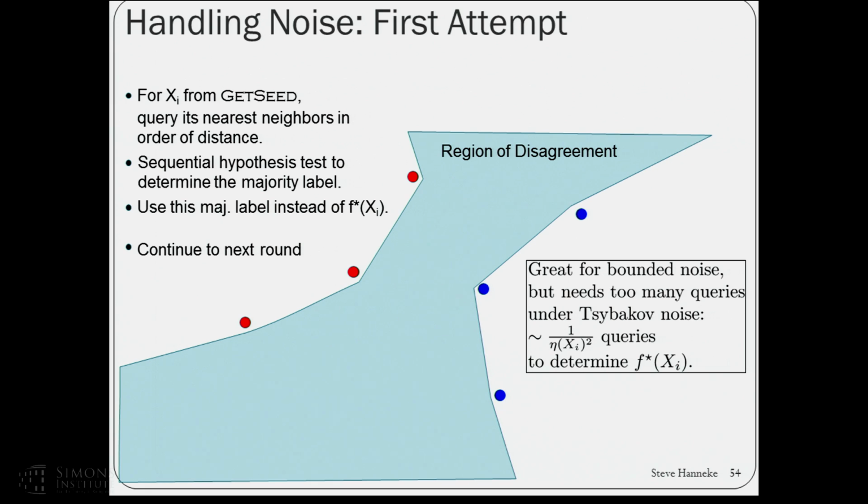This works great if you have a regression function that is bounded away from 0. We call that bounded noise. But you can show that under Tsybakov noise, it uses too many labels. Basically, it'll spend the vast majority of its queries on a very small number of very noisy points, and so it's not going to get those optimal label complexities. In particular, it takes roughly 1 over the square of the regression function number of queries in order to determine the optimal label at a given point.